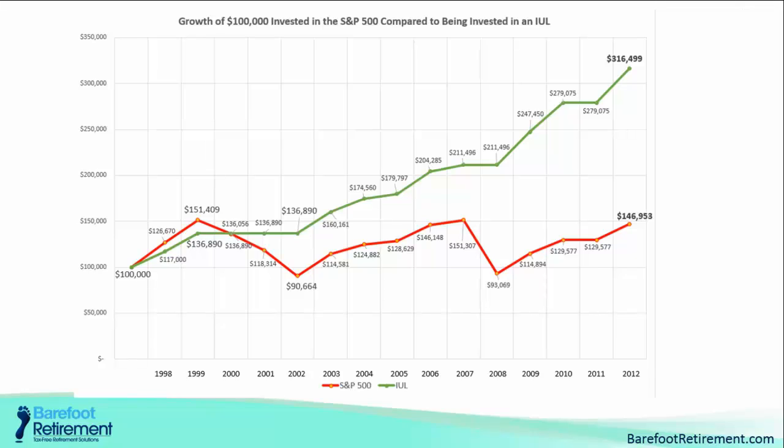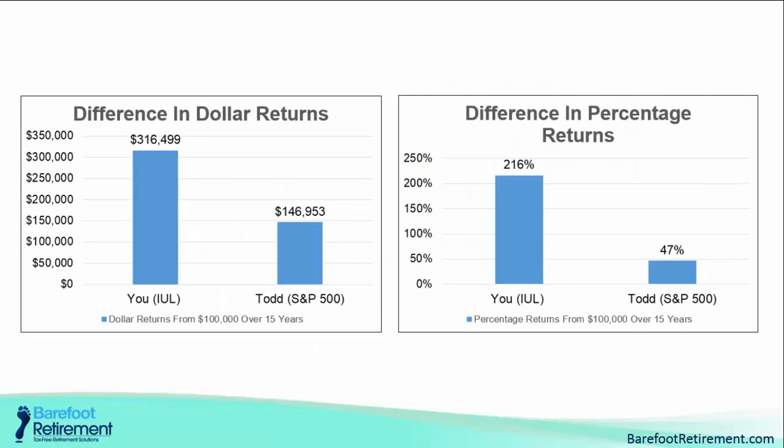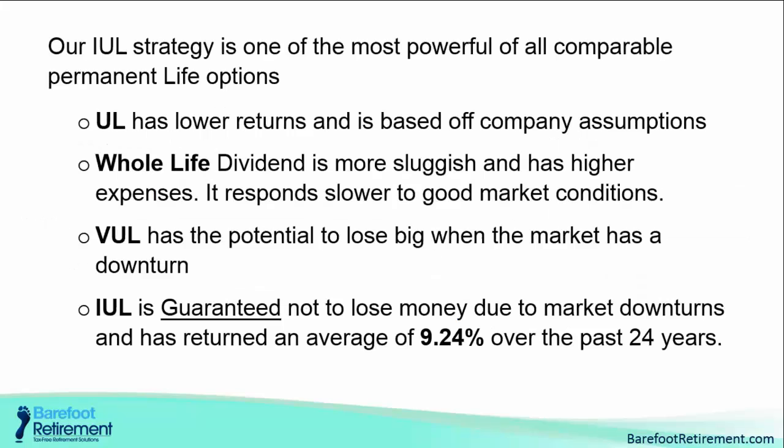However, the green line is where they put the same $100,000, but they put it into an IUL. And because there are zero losses in the IUL, there are no down years, you can see the difference. The funds in the IUL grew to $316,000, which is amazing. So you see the difference in the dollar returns, and you can see the percentage difference in returns. We're comparing to the S&P 500, a very respected index that lots of people love and invest heavily in, compared to the IUL.